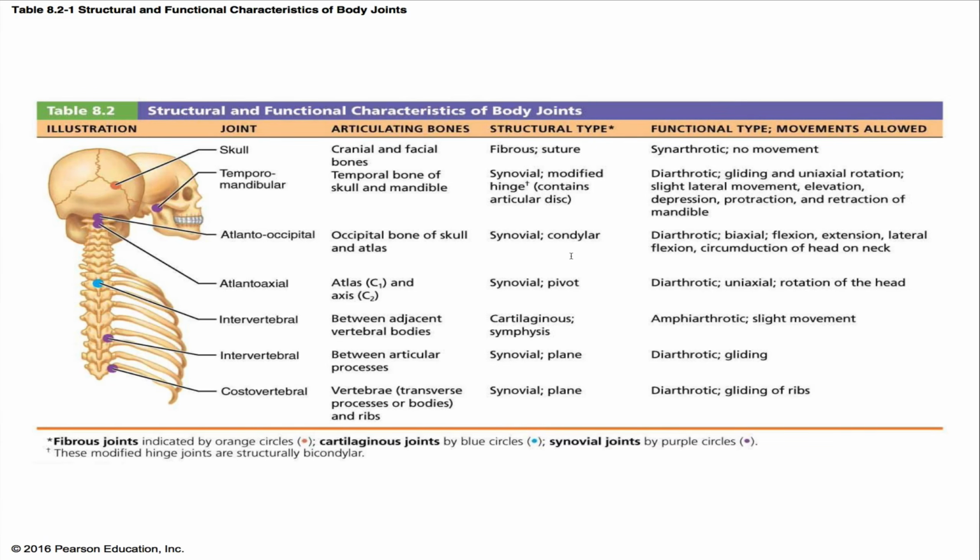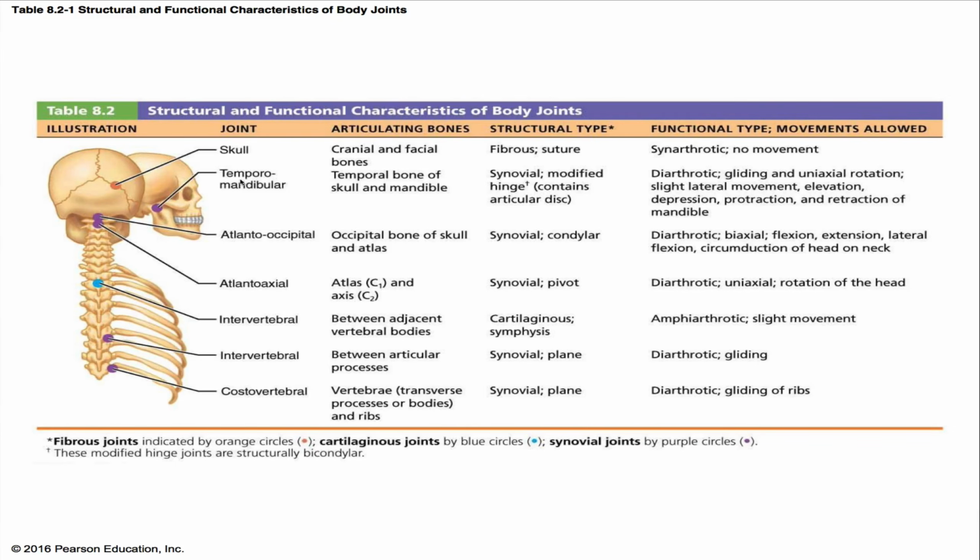Now, let's look at these illustrations over here. There is an illustration, but you also have this chart over here. It's going to be talking about the types of joints that we have. So when you look at your skull, the articulating bones are your cranial and your facial bones. And the structural type is these fibrous sutures that we have. And these are synarthrotic joints, meaning there's no movement that's allowed.